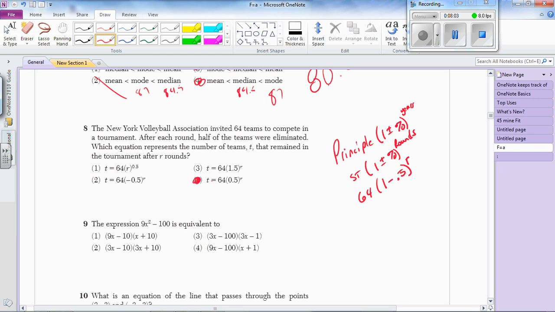Well, if that didn't work for you, if you didn't understand that, what you could have just done is said, okay, after 2 rounds, how many teams will we have? Well, we'll start with 64. We'll go to 32. That's after the first round. And after the second round, we'll be at 16. And if you type this into your calculator using R equals 2, you would end up with 16.